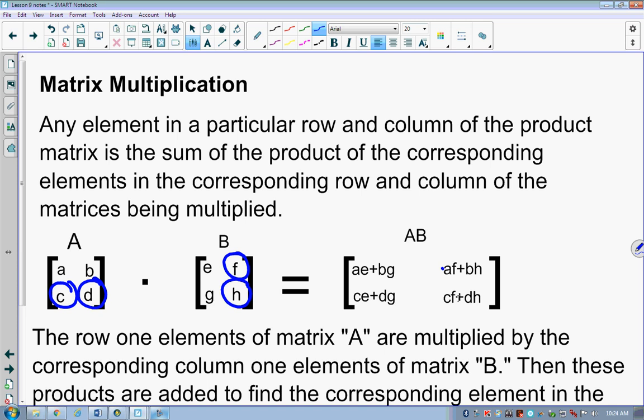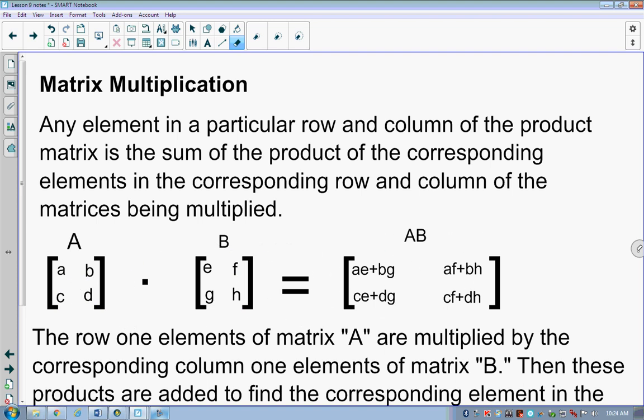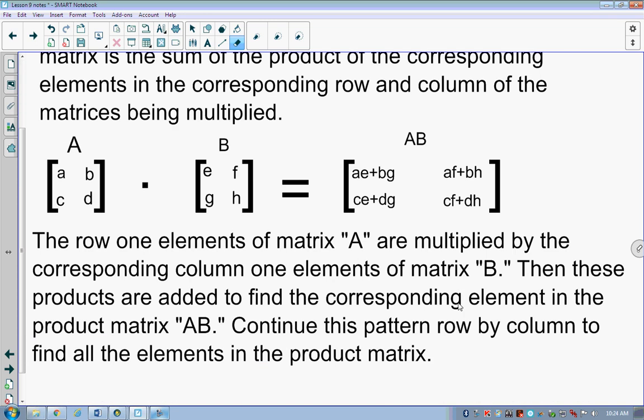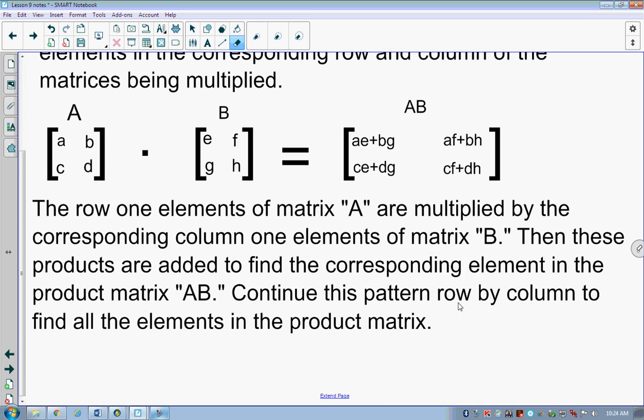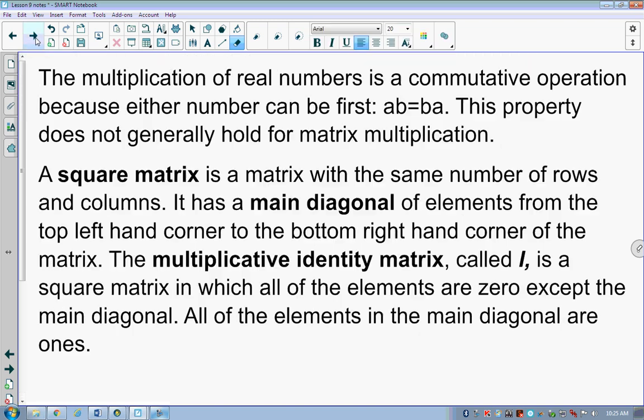Eventually, what we'll work on is how I can use my calculator to solve these questions, and that's where you want to get to. But for today, you need to know this. The row 1 elements of matrix A are multiplied by the corresponding column 1 elements in matrix B. Then these products are added to find the corresponding element in the product matrix AB. Continue this pattern, row by column, to find all the elements in the product matrix. Hopefully we understood that. That's why I wanted to take it slow.